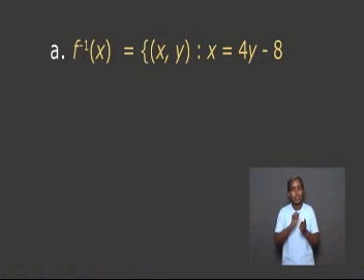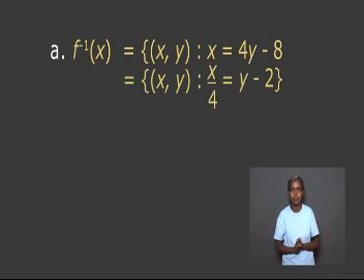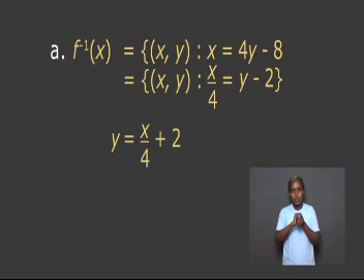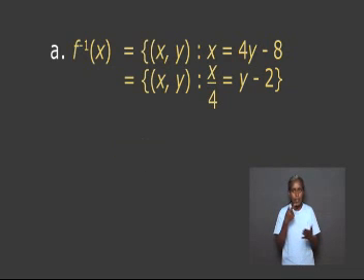The inverse of function A is found by solving the equation x equals 4y minus 8. First, we divide both sides by 4, giving us x over 4 equals y minus 2. Then the 2 switches signs, leaving us with the final equation y equals x over 4 plus 2. This is a function.